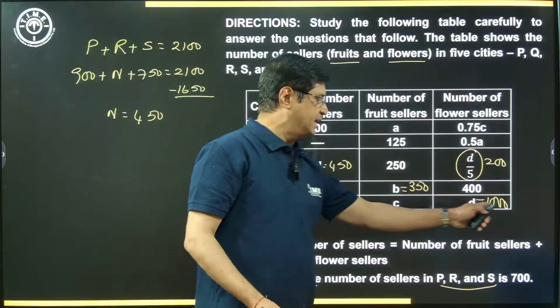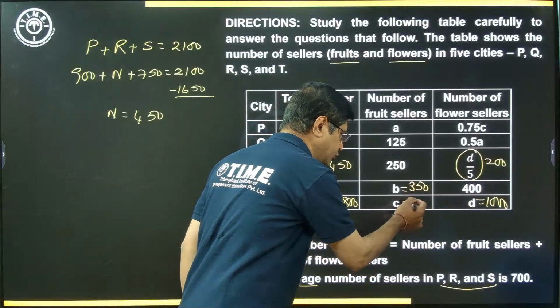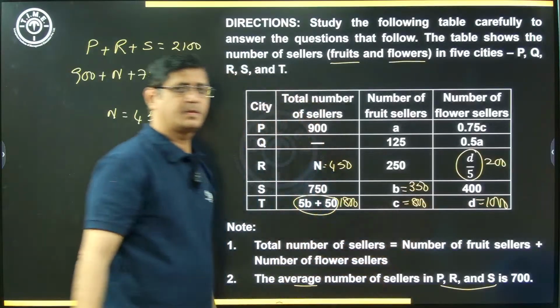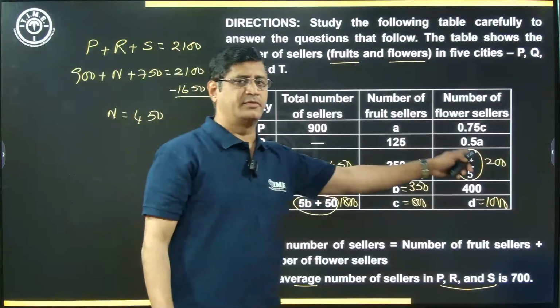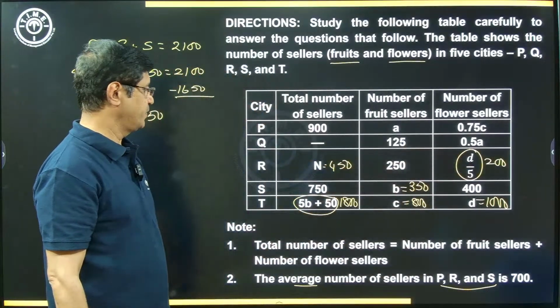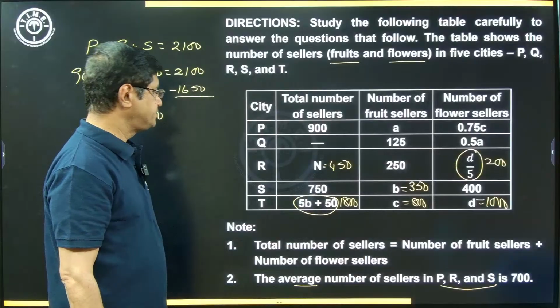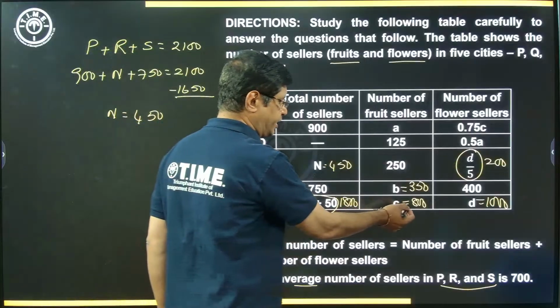1800 minus 1000, that is the value of C. Total number of sellers is equal to the sum of these two values. Now look at the next one. C is equal to 800.